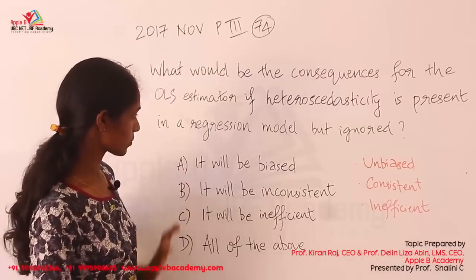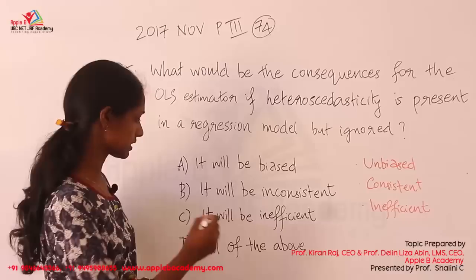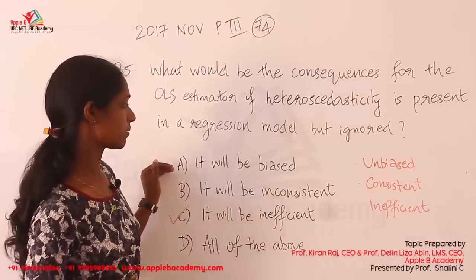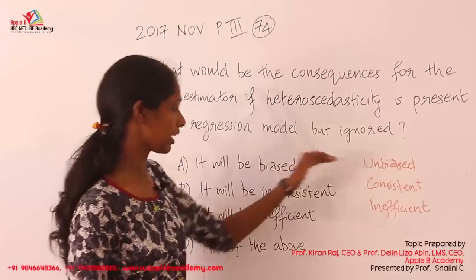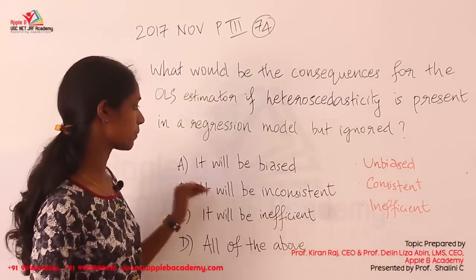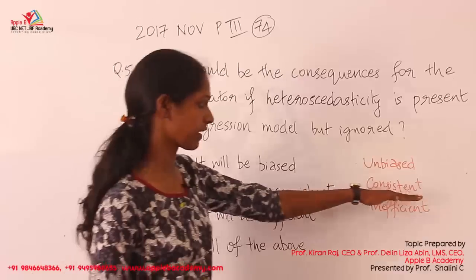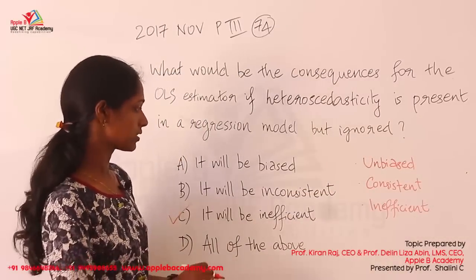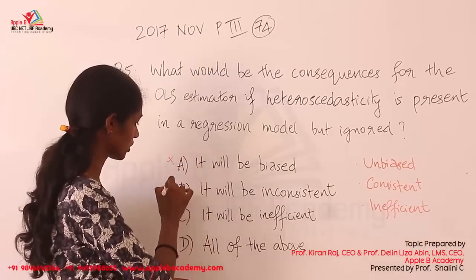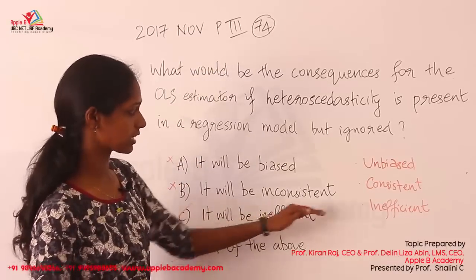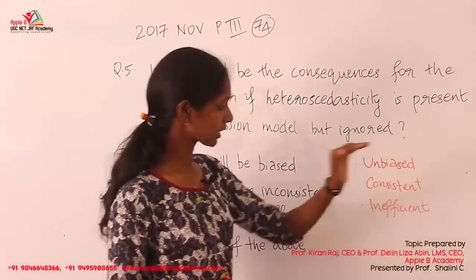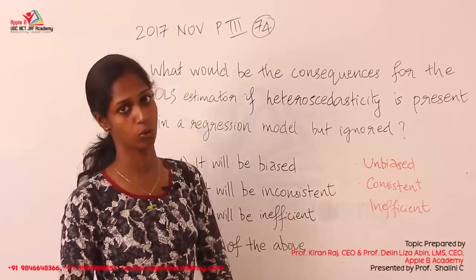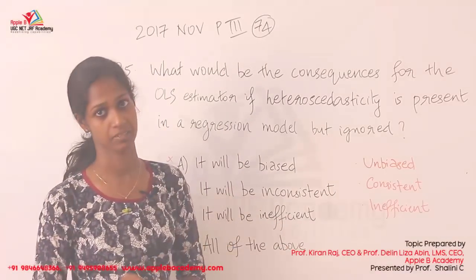So in these options, the only option that matches these conditions is option C, the inefficiency. The first option says that it will be biased, but we know that it will be unbiased. The second option states that it will be inconsistent, but we know for a fact that it will be consistent. And the last one states that it's all the above. So these options do not hold good. So it will be inefficient. That is the only criterion that satisfies the condition that if we disregard heteroscedasticity, these properties will follow. So option C would be the answer.